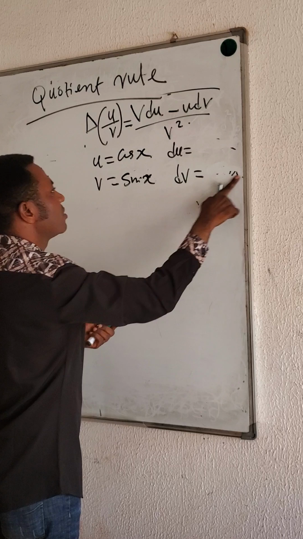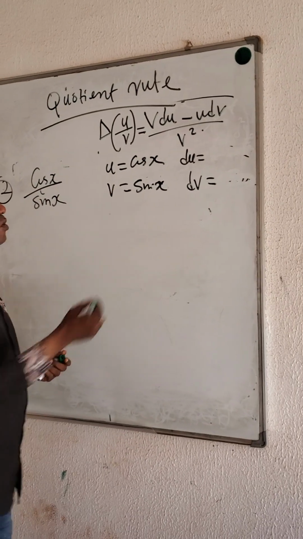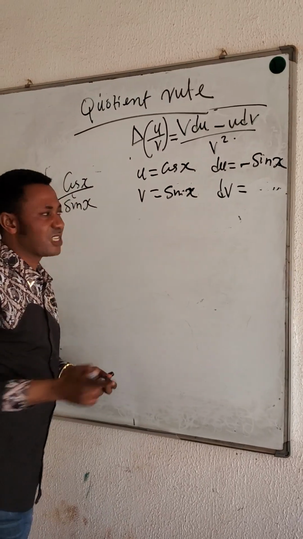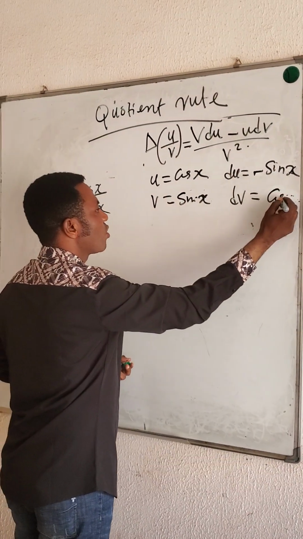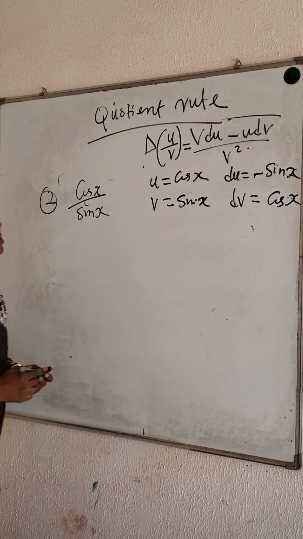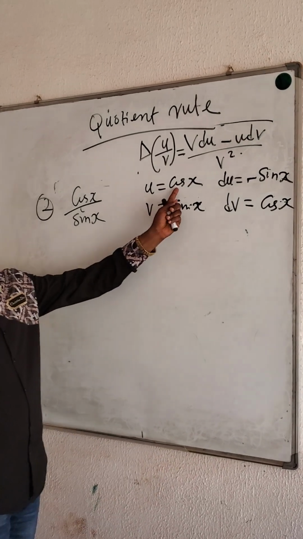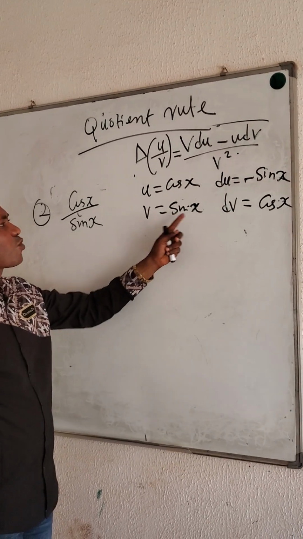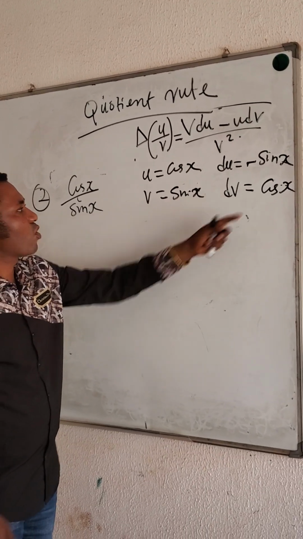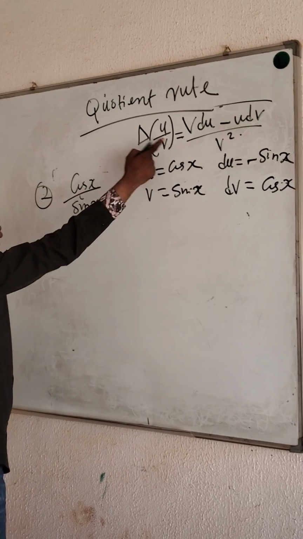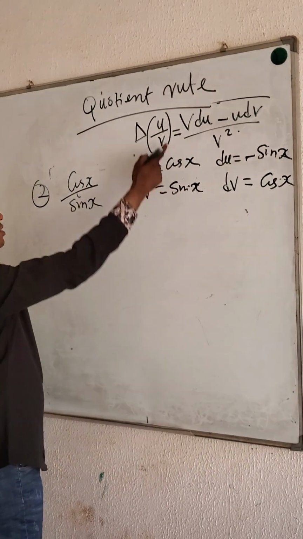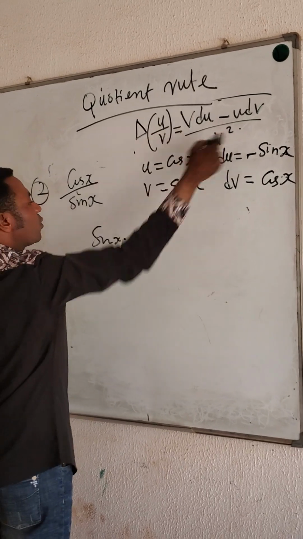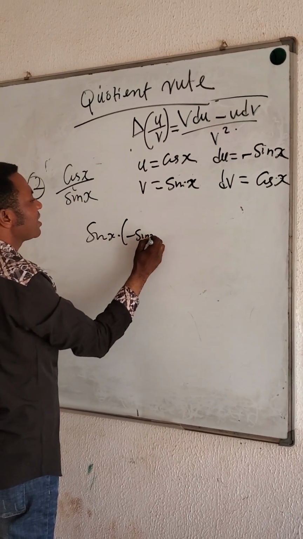And as such, this will also change. Alright? Now, differentiating cos x, we should have minus sin x. And differentiating sin x, we should have what? Cos x. Alright? Let's look at it again. Differentiating cos x, we have minus sin x. And differentiating sin x, we have what? Cos x. Now, we'll substitute into the formula in the same way. Substituting into the formula, now we have what? My v is sin x multiplied by du. du is minus sin x.